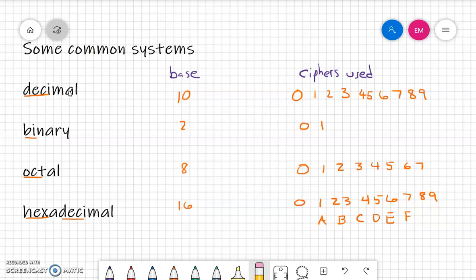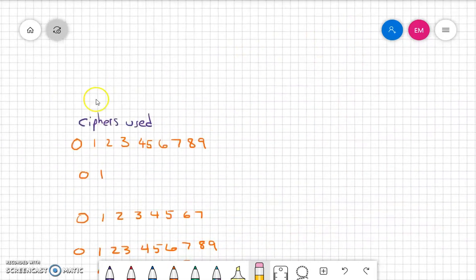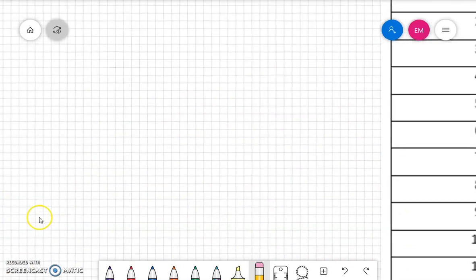But a decimal system, which is the one we're familiar with, uses the ciphers 0 through 9. A binary system uses the ciphers 0 through 1. Octal system uses the ciphers 0 through 7. And the hexadecimal system uses the ciphers 0 through F. So let's take a look at how we count in a numbering system.